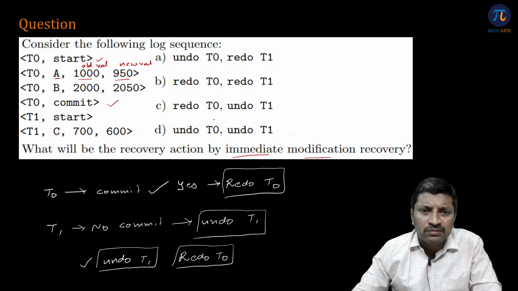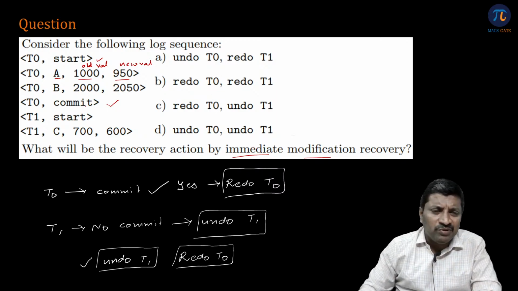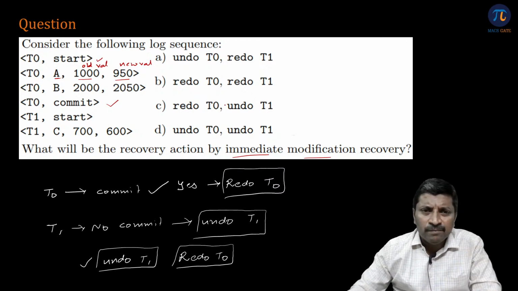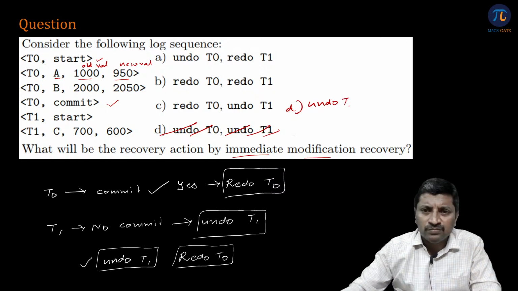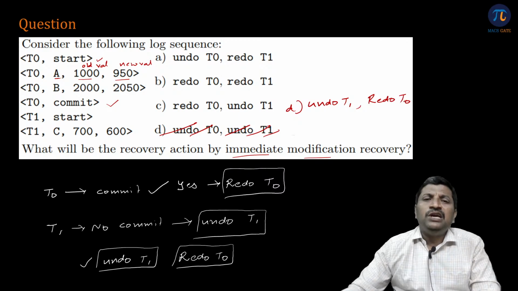One minute, sir. Immediate, right? Whenever there is no commit, I need to undo, right? Undo T1, redo T0. Sir, one minute, sir. I think the options were given wrongly. So it should be like this: undo T1, redo T0. It might be a printing mistake, sir.